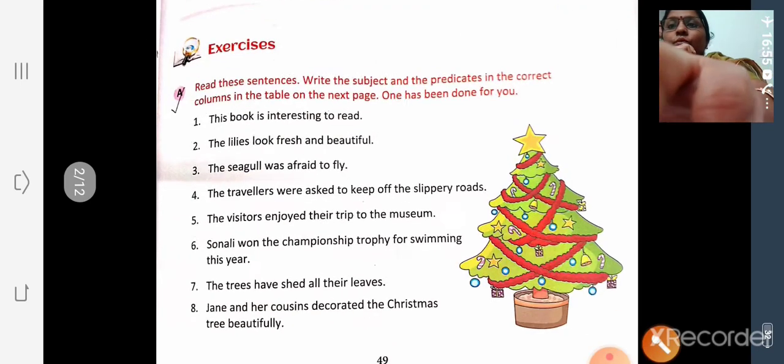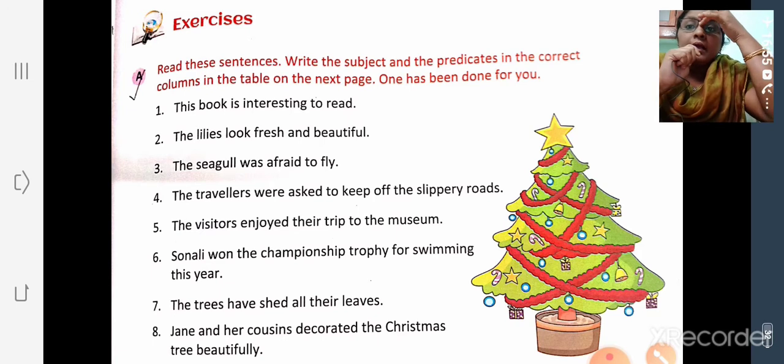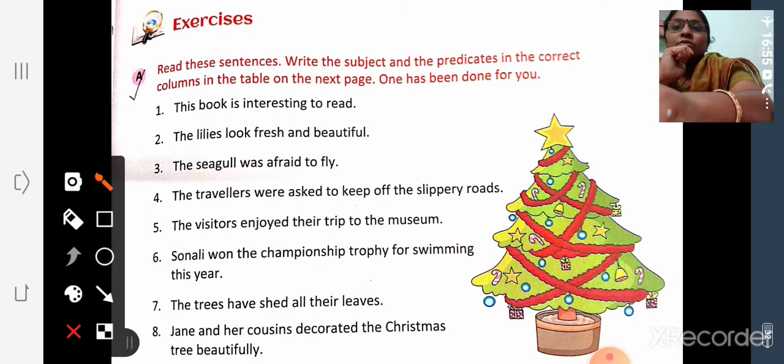Now exercise 1, page number 49. Read these sentences and write the subject and the predicate in the correct columns in the table on the next page. We have to write all the answers there. One has been done for you: this book is interesting to read. Here the subject is this book. Predicate is interesting to read.